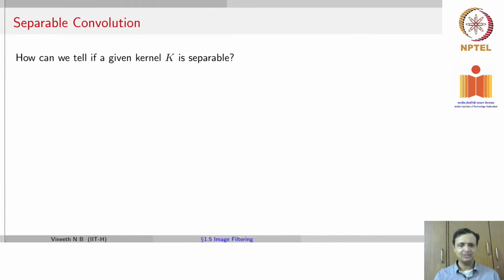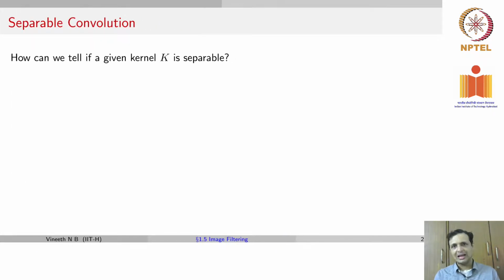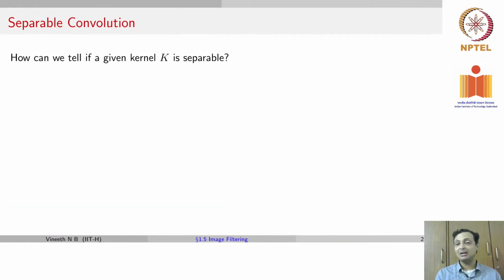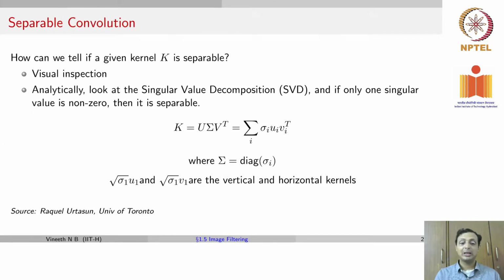But this raises one question: how can you look at a kernel and tell if it's separable? I said that if a kernel can be written as an outer product of two vectors, then you can say that the kernel is separable. But how can you say this? One option is to visually look at it and try to work out various combinations and find out which gives you the outer product. You can probably work that out with the example on the previous slide. But there is a slightly more principled way to do this. The principled way is to take the singular value decomposition of your kernel.